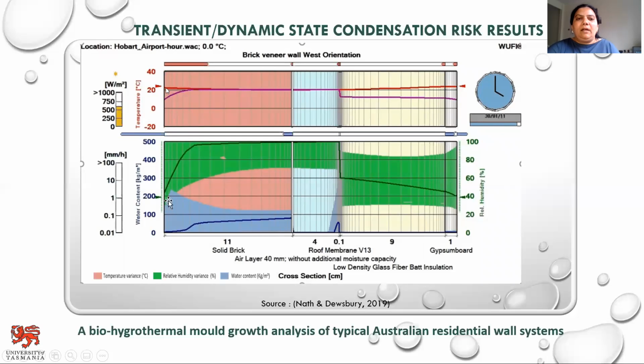In this top graph, the red line shows the temperature fluctuations, and the purple line shows the vapor pressure difference from the outer layer to the inner layer. The green line shows the relative humidity fluctuation, which ranges from 20% to 100%. And the blue line shows the moisture accumulation within the different layers. Here the moisture accumulation is evident in the brick layer and the air layer.